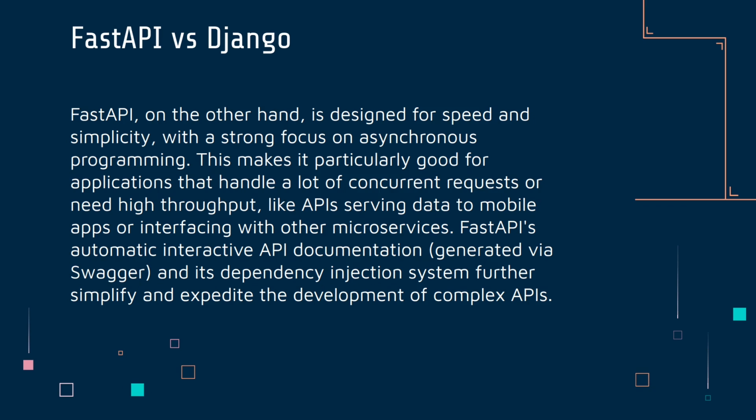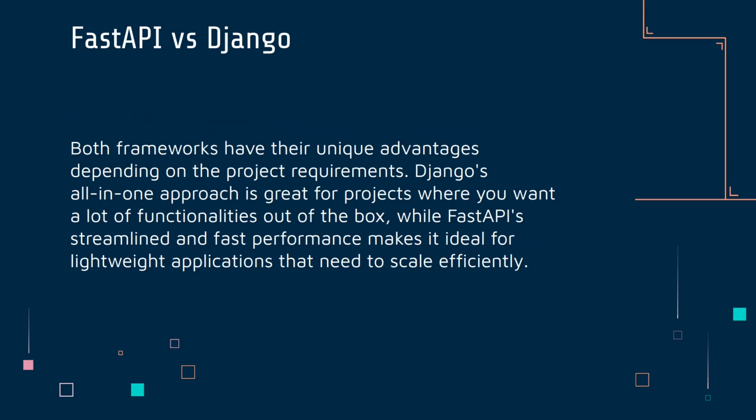Okay, so if I was building anything that is data heavy or data centered and really needs to be fast, I'll probably go for FastAPI over Django. So that's one of the differences between FastAPI and Django, right? That's one of the main differences. Both frameworks have their unique advantages depending on the project requirements, right?